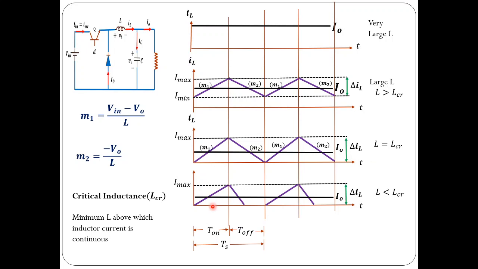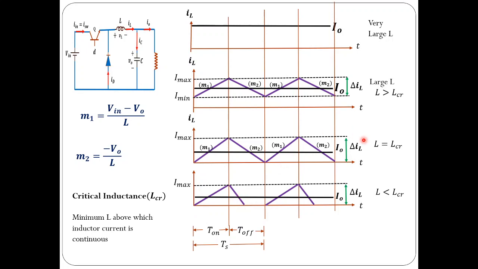Because it is half into base into height, where the base is not the same as the TS in this case. It is something like beta into TS, where beta is less than 1. So before the next cycle, the current is becoming 0.